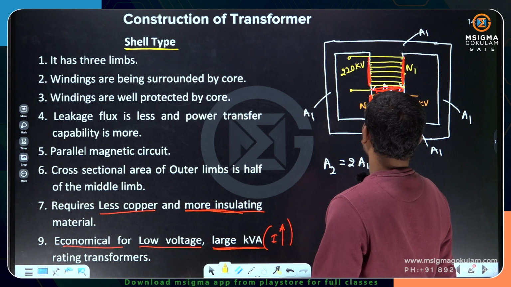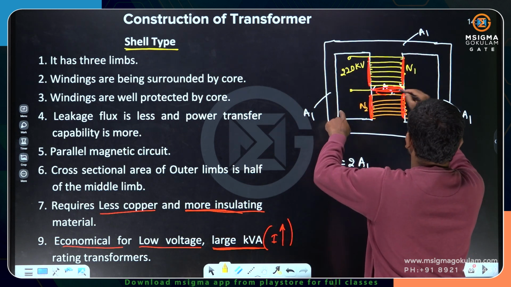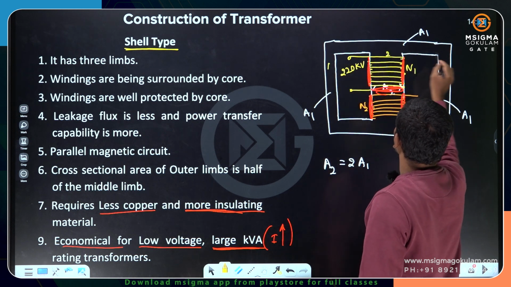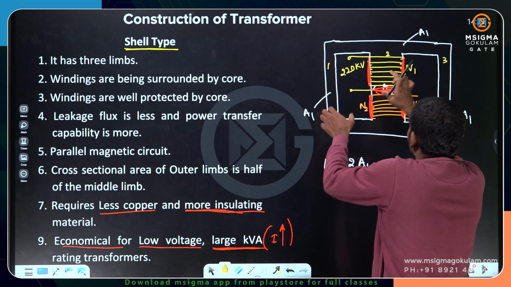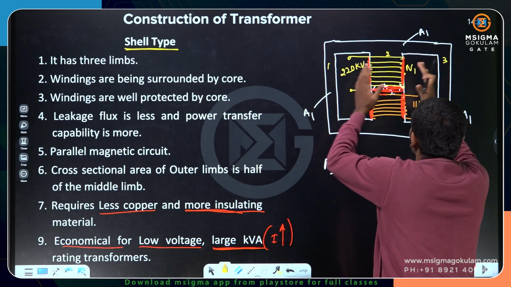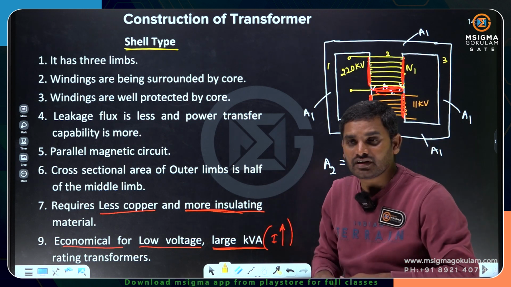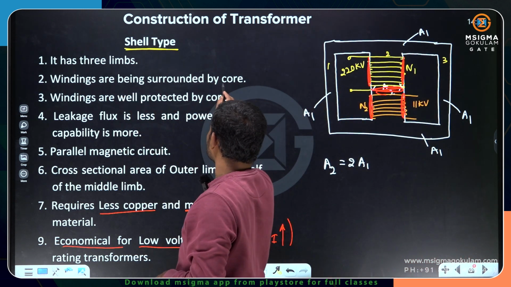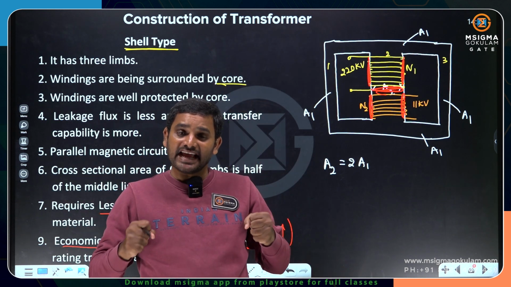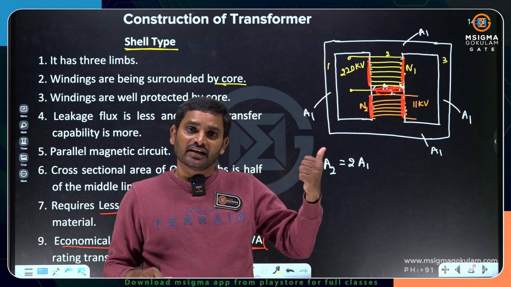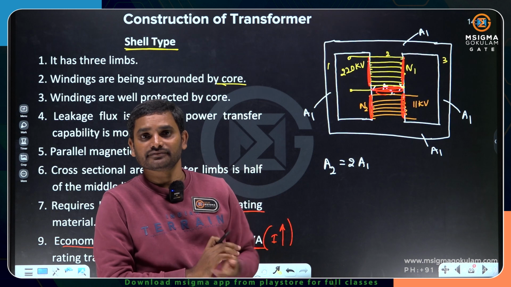Okay. Now the other point you see, the first point here, it has 3 legs: 1, 2, 3. Now here, this is the core and this is the winding. Winding is in the middle and the core is on the side. So the winding is surrounded by the core, na? You see, windings are being surrounded by the core, so it has protection. In the previous case, the core is surrounded by the winding, so the winding doesn't have protection. Here the winding has protection.